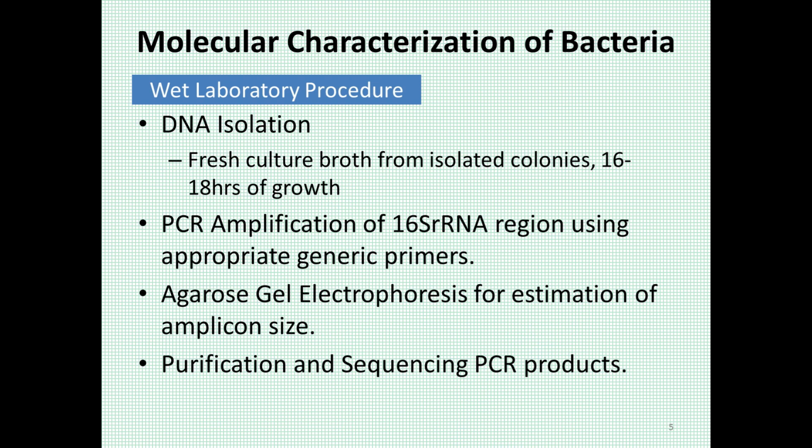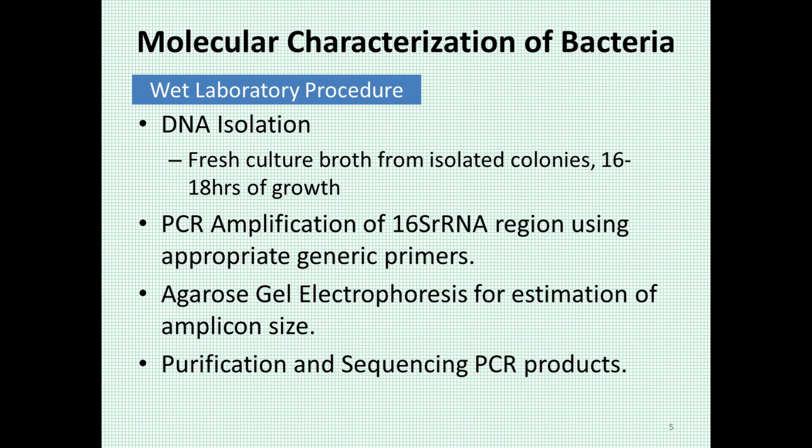Then followed by PCR amplification of the 16S rRNA region using appropriate generic primers. And then agarose gel electrophoresis for estimation of the amplicon size. This is followed by purification and sequencing of PCR products.